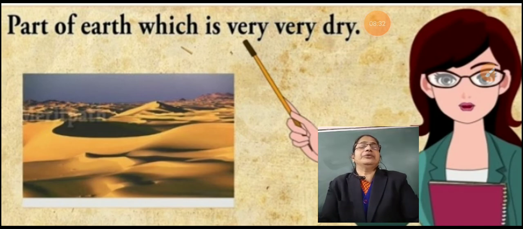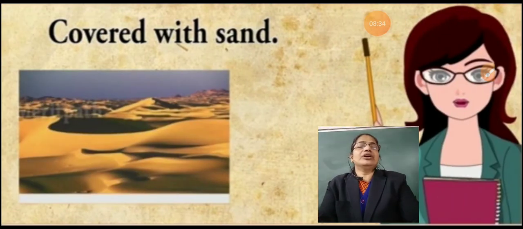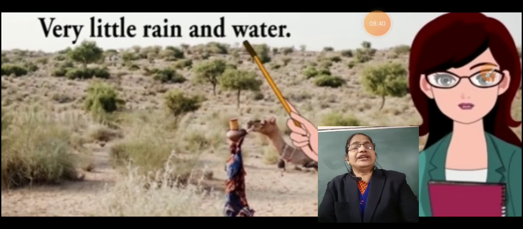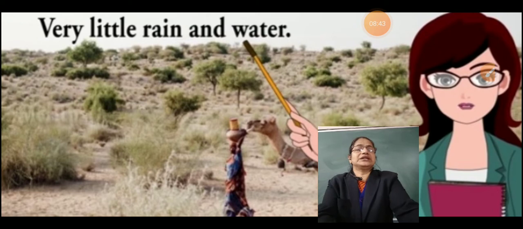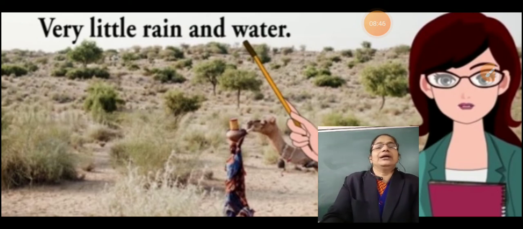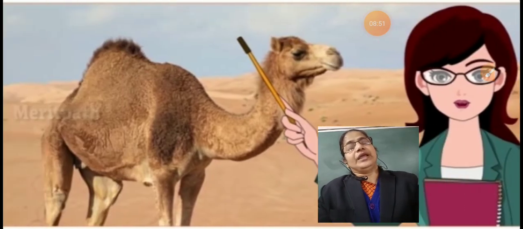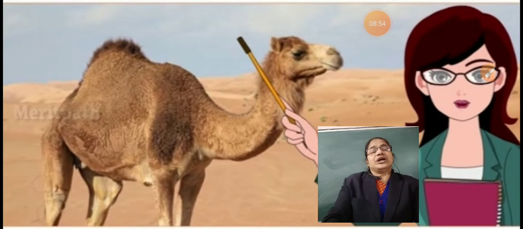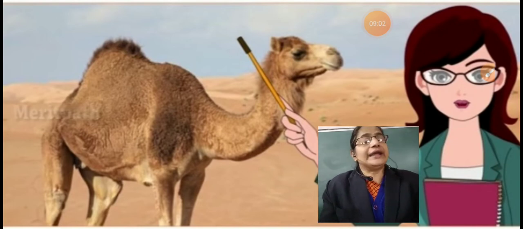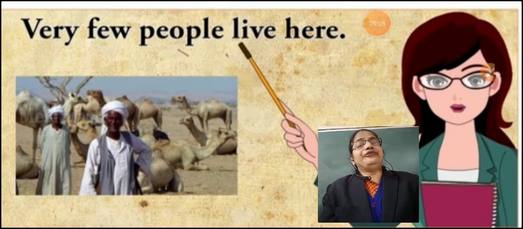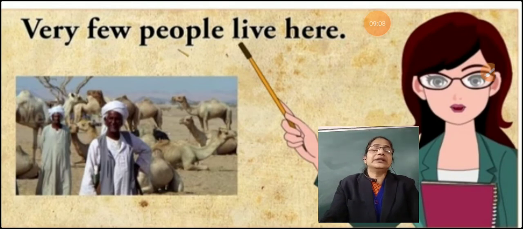Desert is covered with sand and has very little rain and water. In the desert we cannot find water. There will be little rain. You can travel by camel in the desert only. There is no vehicle to move. We can go by camel only. Very few people live here. In the desert, there will be only a few people living there.